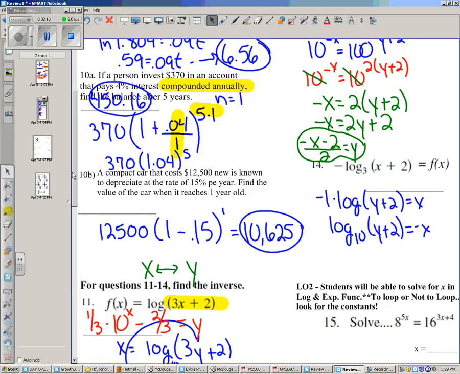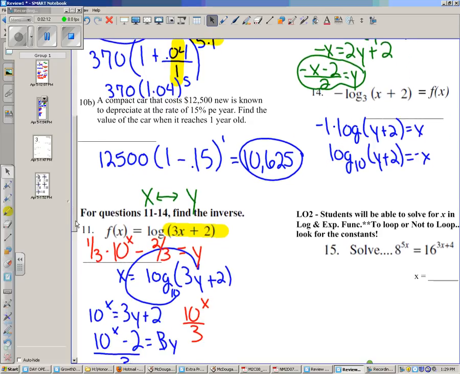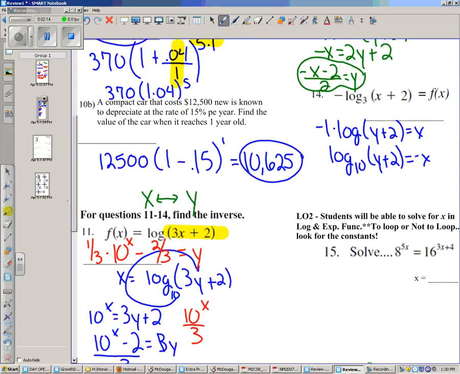And now I'm ready to loop. And as I loop, it's going to go 10 to the negative x power equals y plus 2. And then my last step is just to subtract the 2. So up in the answer space is my final one. Whoops, and I put a 10 there. I just realized that should have been a 3, so I'll fix that in just a second.